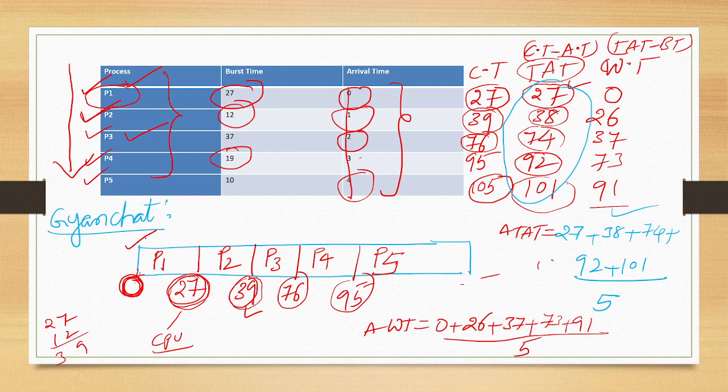Try to remember the Gantt chart. First, it will start at time 0. And after that, whenever it is completed, you have to add the next burst time to this.